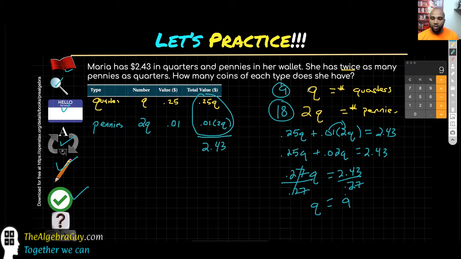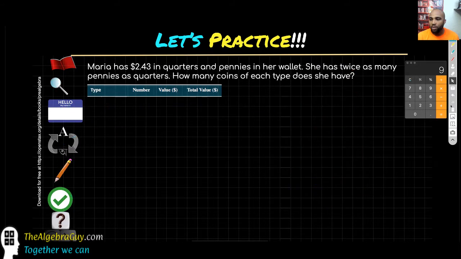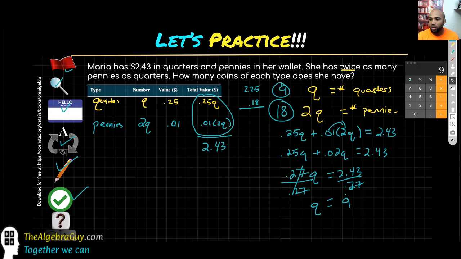So 9 quarters is how much? Well, 8 quarters is $2, so that must be $2.25. So this is our $2.25 here. For 9 quarters, how much is 18 pennies? Well, that's just 18 cents. So when I add these together, I should get 243. So let's add them together and see what we get. Moment of truth. 225 plus 18. 243. We checked our answer.